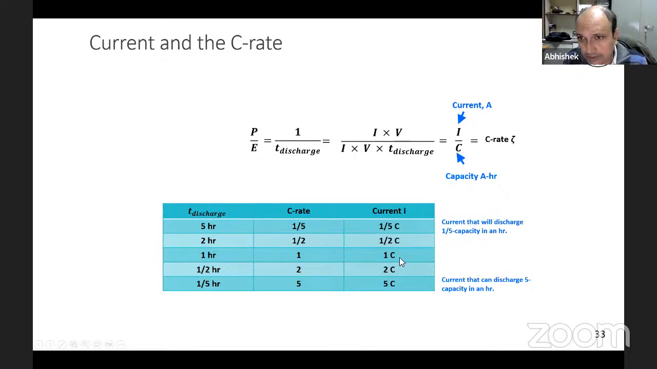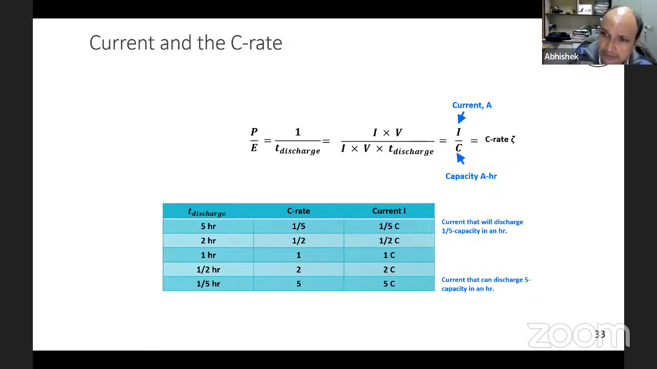So the relation between the current and the C rating. Like we see, P by E is 1 by time of discharge. I can put I into V up and down, and this I times T is the C, or the capacity in ampere hours, and so this is I by C, the same thing, and this relates to the C rating. So a current that will discharge 1/5 of the capacity in an hour is 1 by 5 C, and 5C means the current that discharges 5 times the capacity in an hour. So that's how you interpret this C rating of batteries.